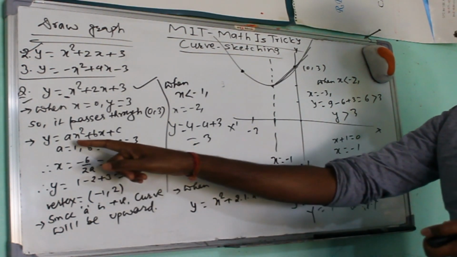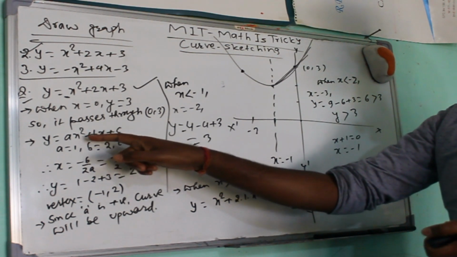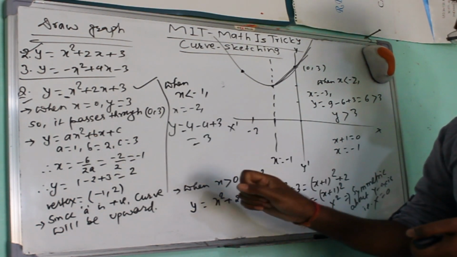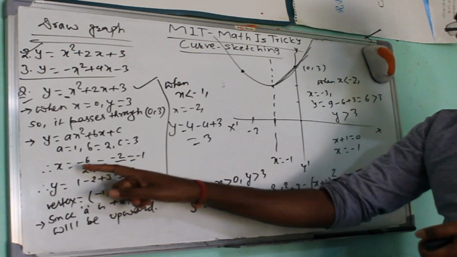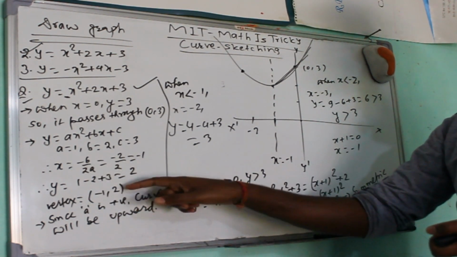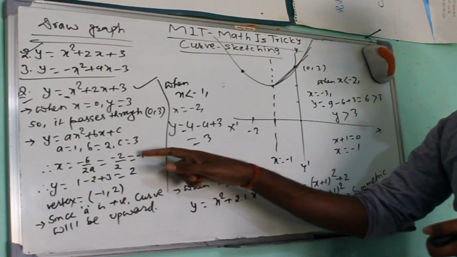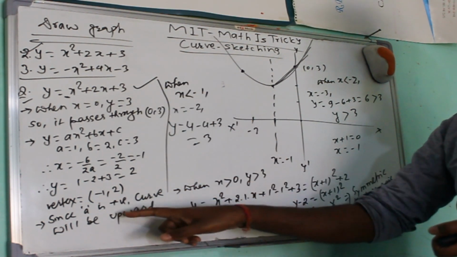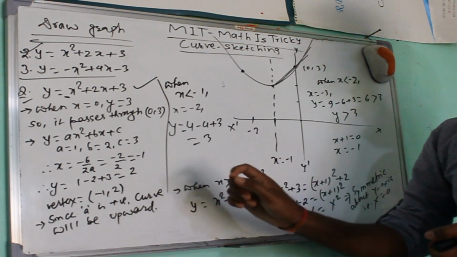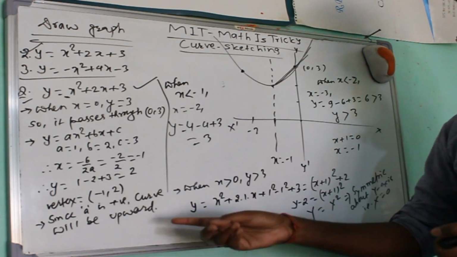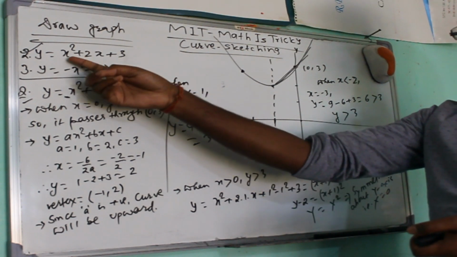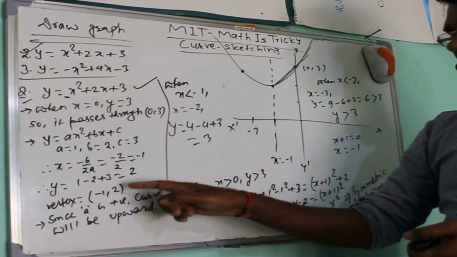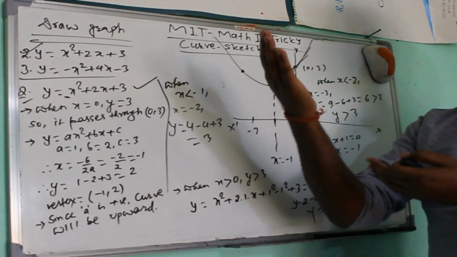To find the vertex, you have to compare with the quadratic function ax square plus bx plus c, and then find the vertex. To find the vertex we need first the x coordinate. After getting the x coordinate, you put the value of x in the given function so that you will get the value of y, and (x, y) gives the vertex. Now check the coefficient of x square. The coefficient of x square is 1 here, which is positive, so the curve will be upward.